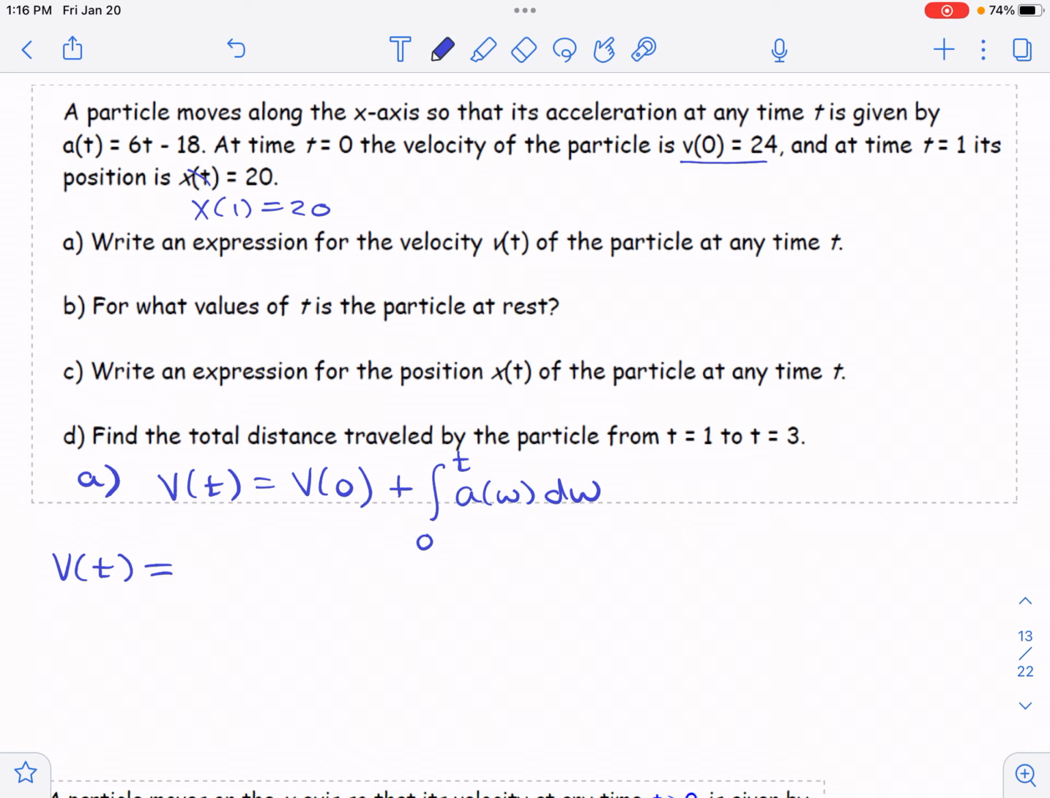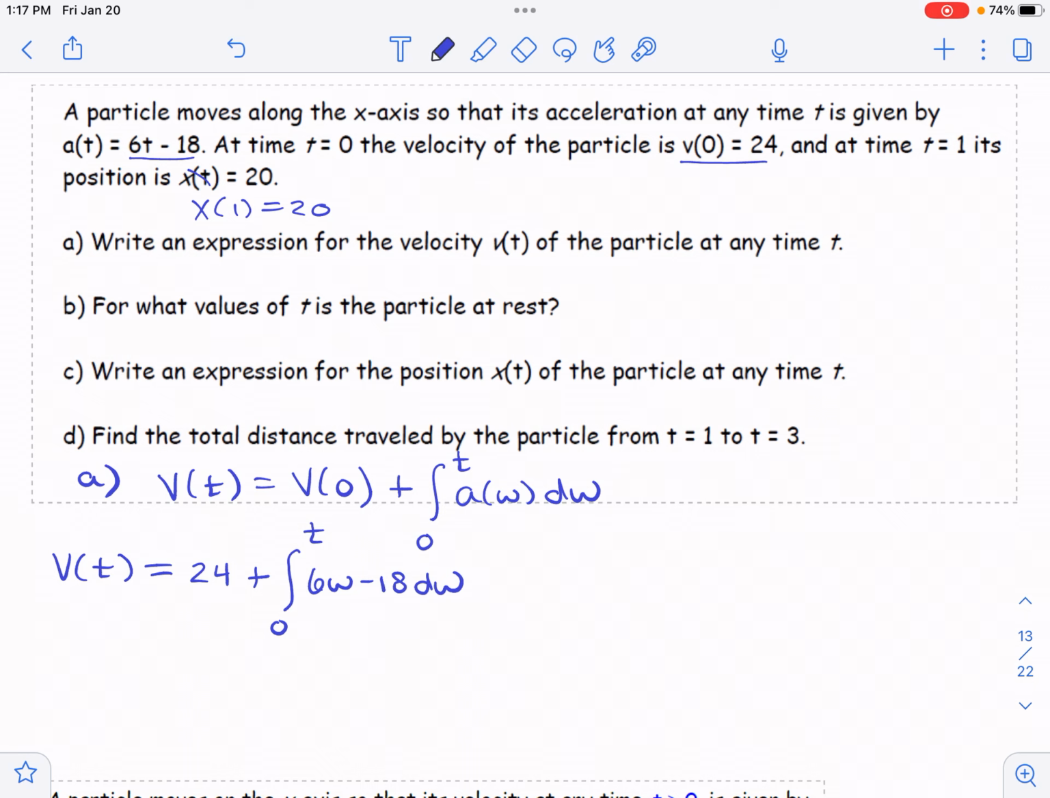Velocity is v of 0, that's 24. So your velocity is 24 plus the integral from 0 to t, and your acceleration function is 6t minus 18, which we'll write as 6w minus 18 dw. Now there's actually nothing wrong with this expression here. So, given a calculator, you could leave it like this. This is a legitimate expression, and it just says write an expression. I'm going to go the extra mile here, though, and do a little more.